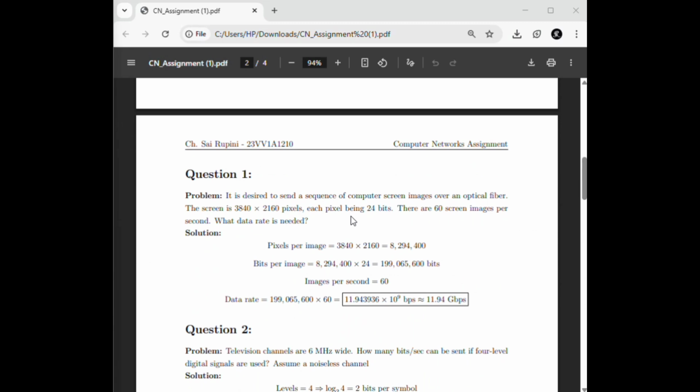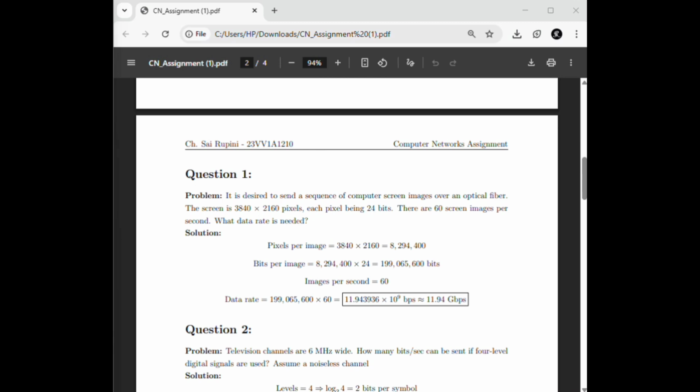Problem 1: it is desired to send a sequence of computer screen images over an optical fiber. The screen is 3840 by 2160 pixels, each pixel being 24 bits. These are 60 screen images. What data rate is needed?